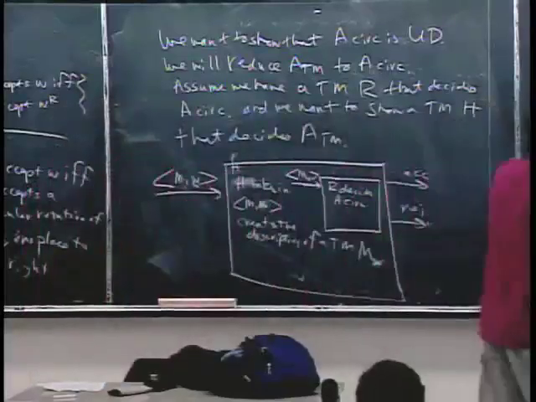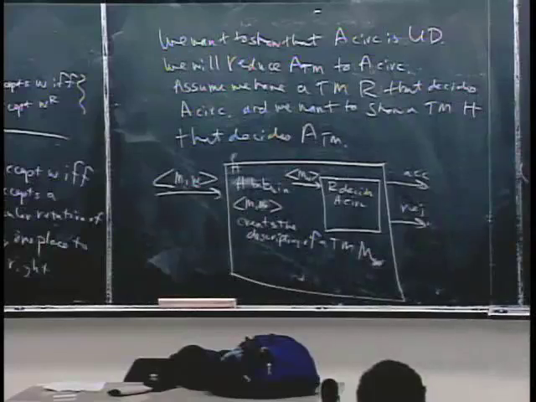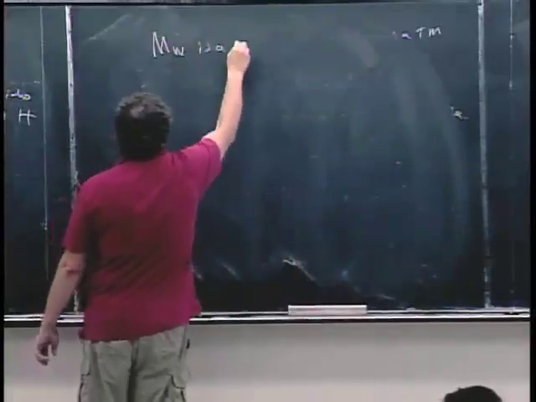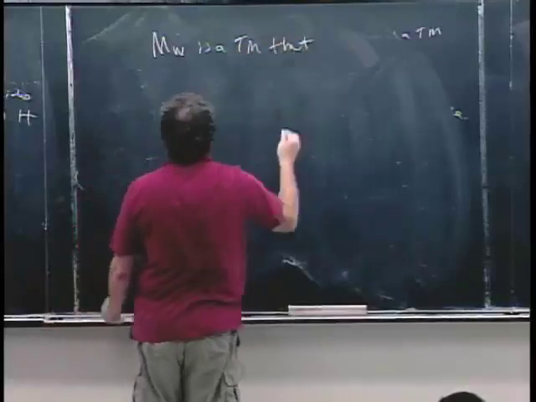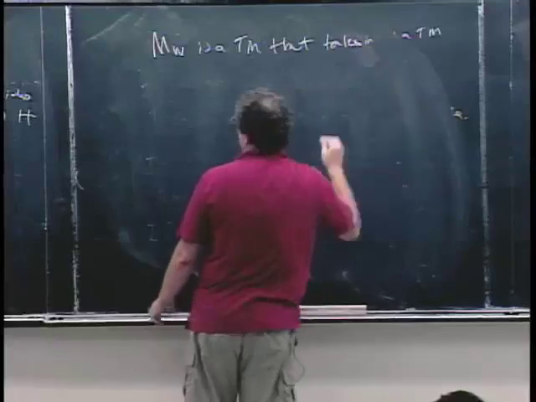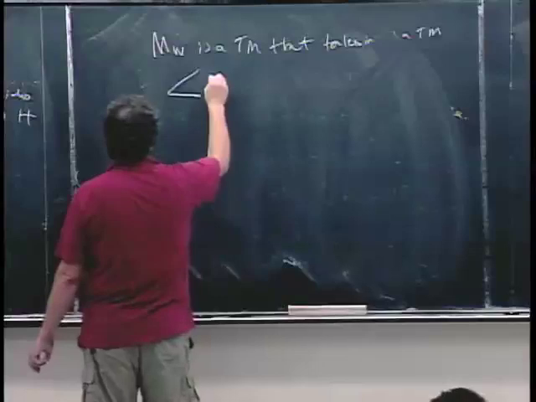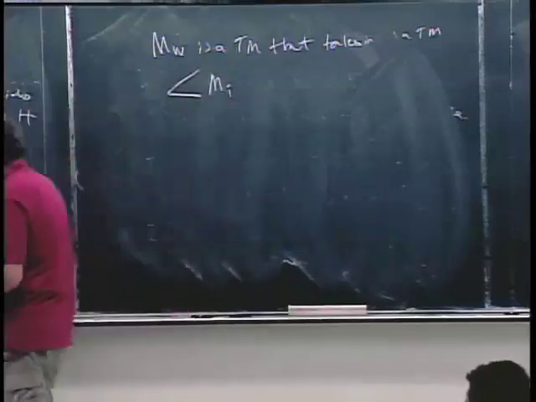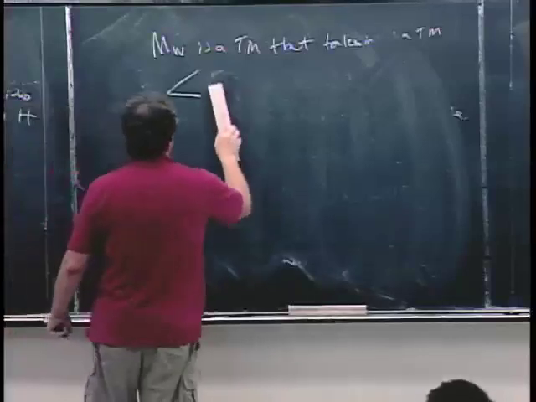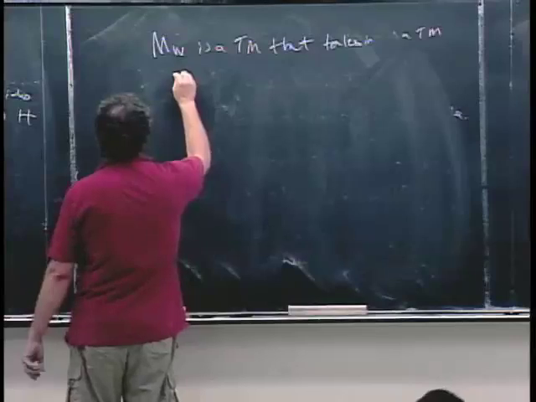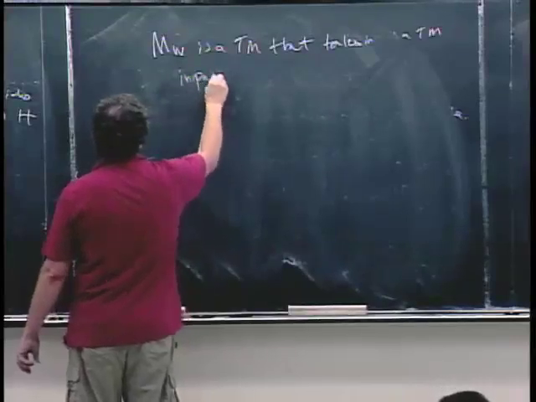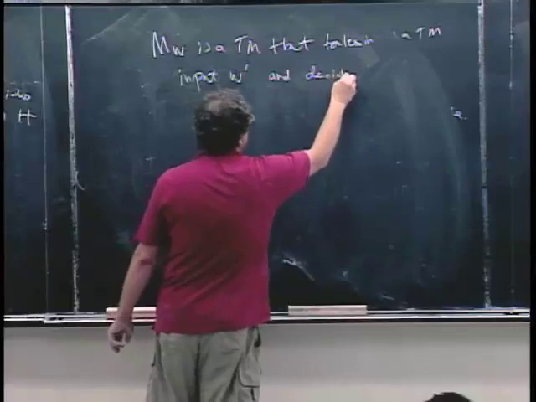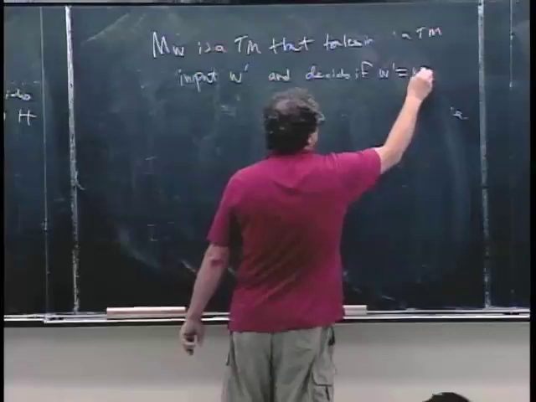Okay, so I need some more room here. I want MW to be a Turing machine that takes in, sorry, it takes in some input. I'll call it W prime, and decides if W prime equals W.